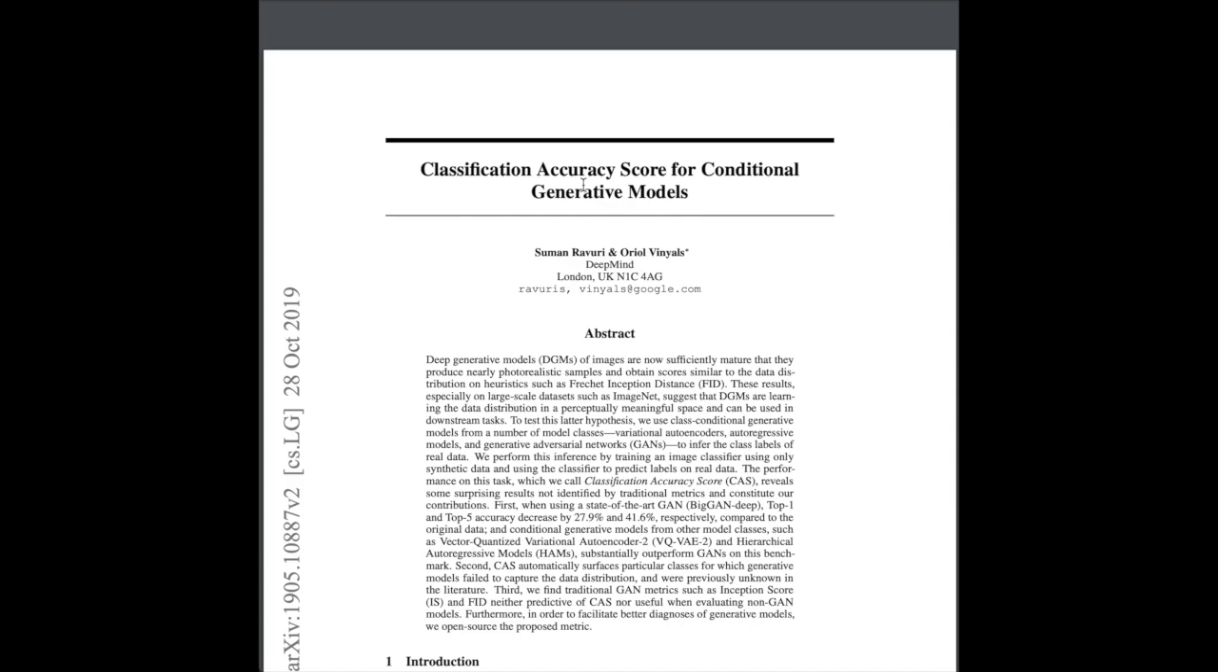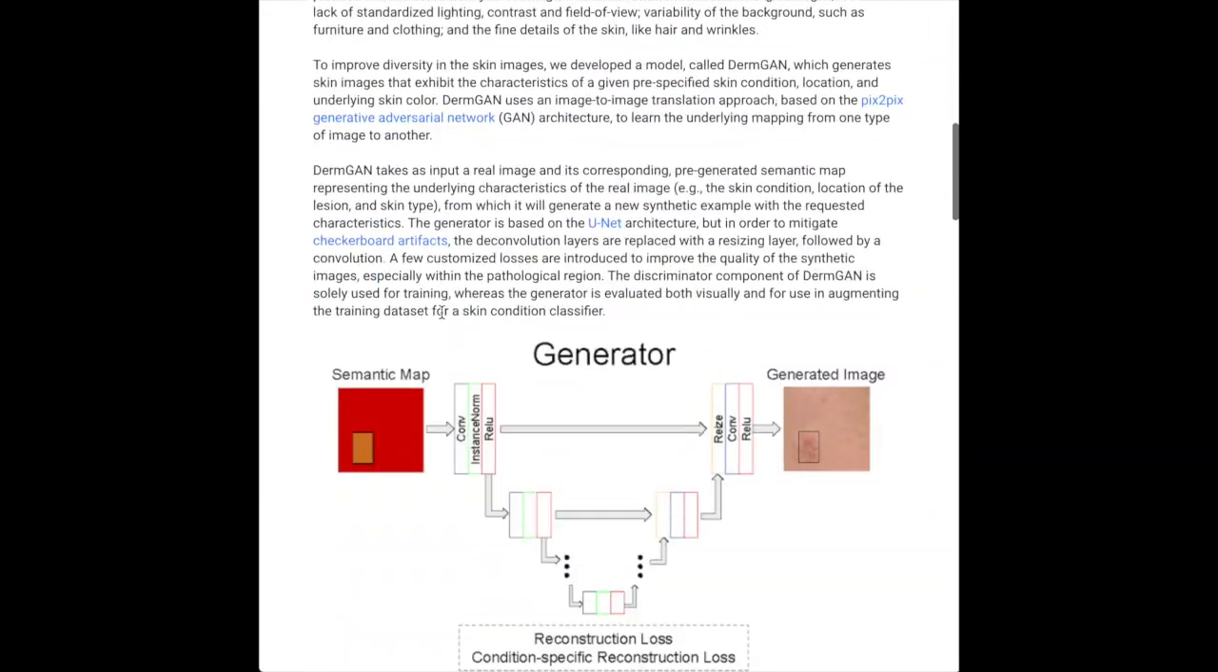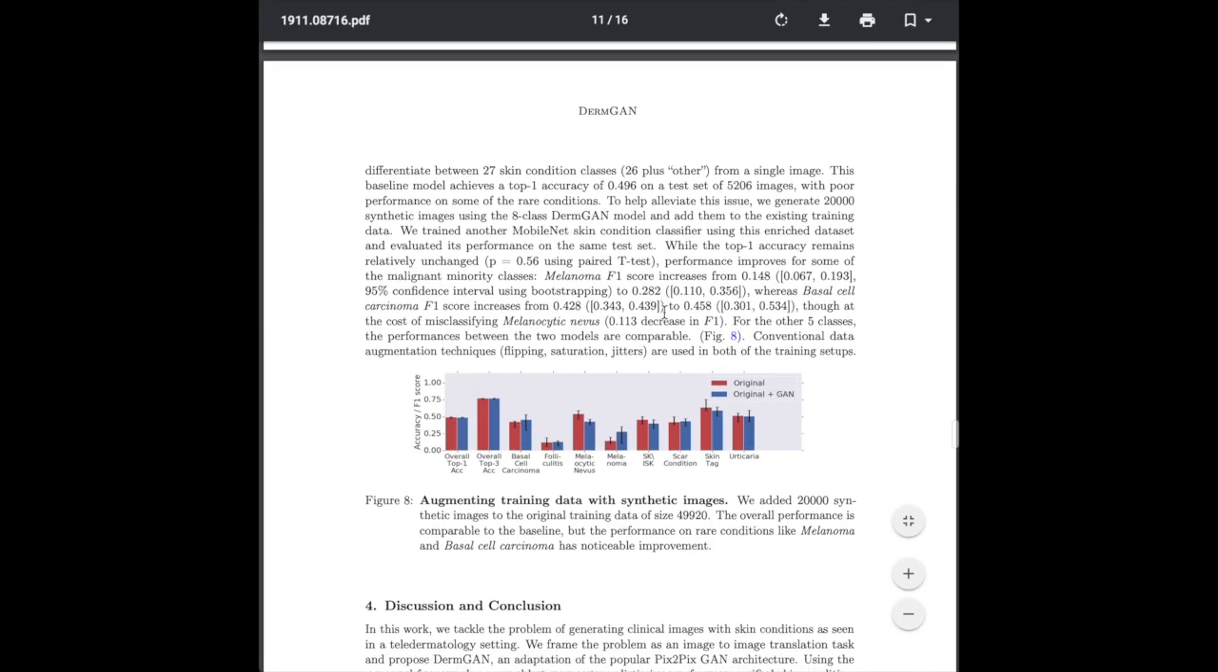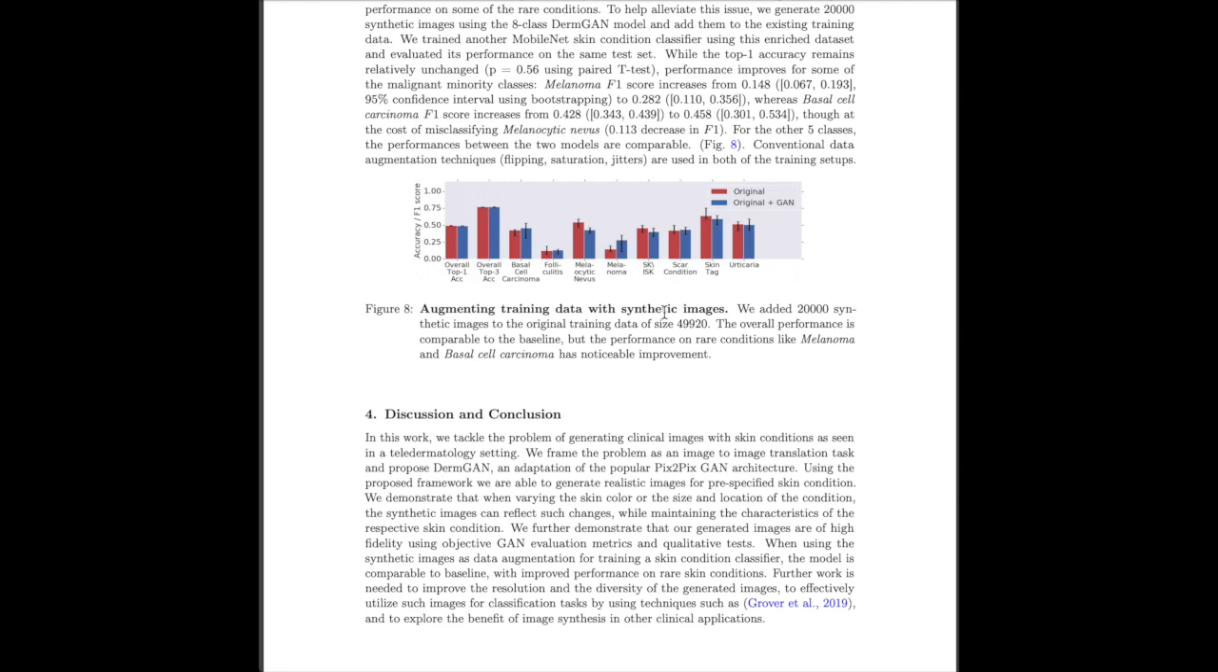Another interesting study on this is classification accuracy score for conditional generative models, where they look at trying to see how these data points from generative adversarial networks can be used to train image classifiers evaluated on real test data. So it's definitely a really interesting case of using these generative adversarial networks to have a more diverse data set, to account for more rare conditions, different types of lighting, and miscellaneous things like this. You can see the results of augmenting the training data. It gets a better performance on the rare skin condition cases like melanoma detection.